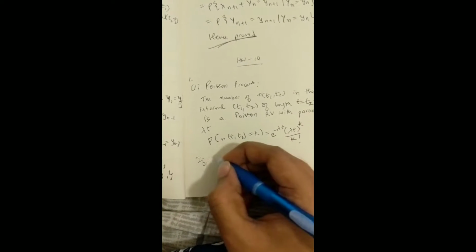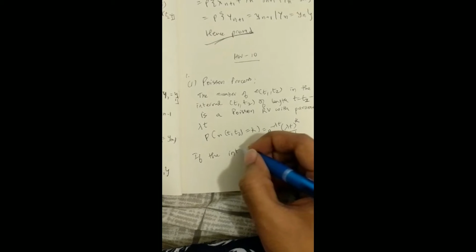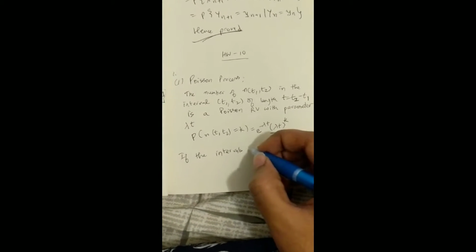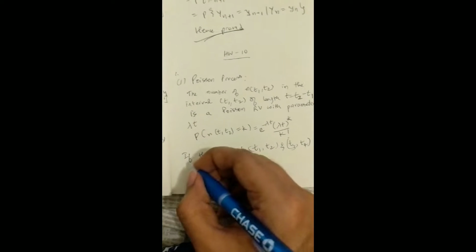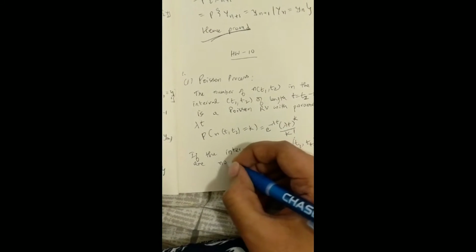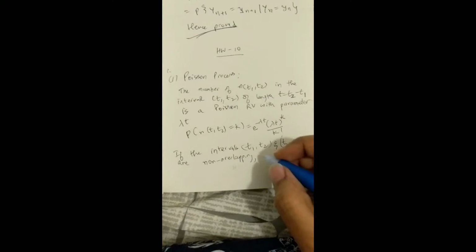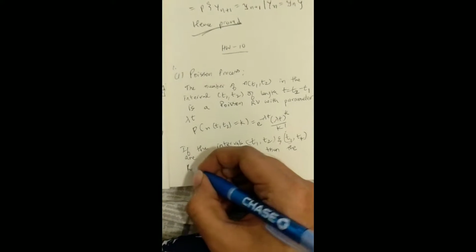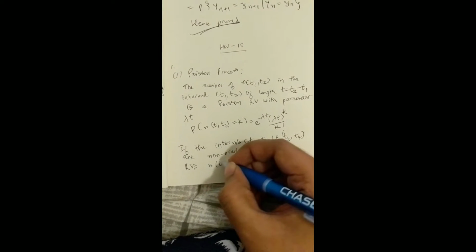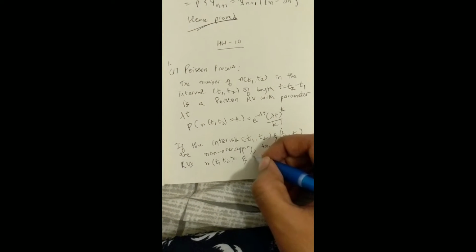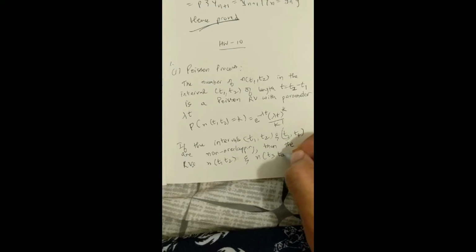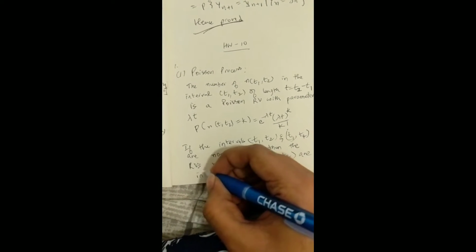If the intervals, say t1 comma t2 and t3 comma t4, are non-overlapping intervals, then the random variables n of t1 comma t2 and n of t3 comma t4 are independent random variables.